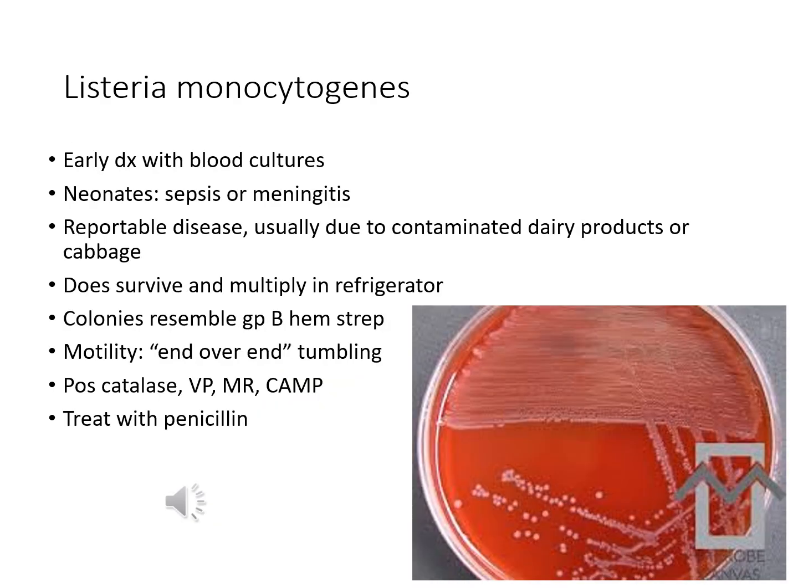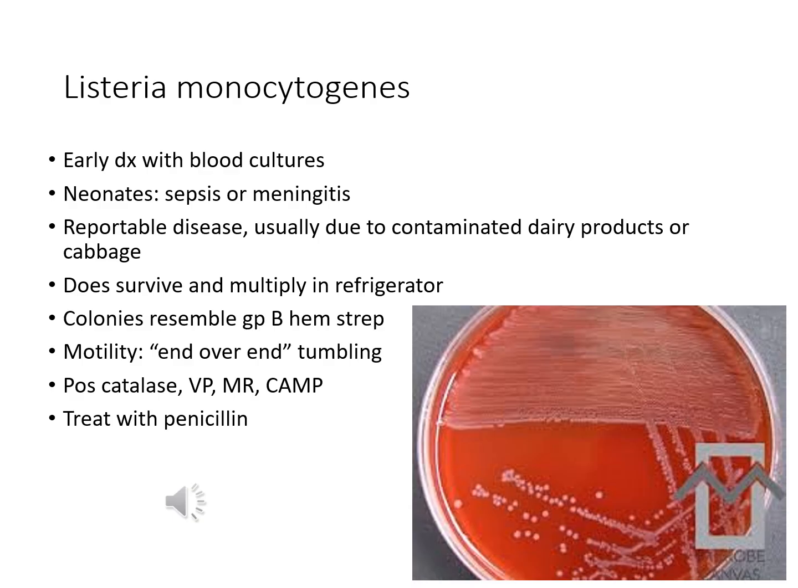Listeria monocytogenes is usually diagnosed early from blood cultures. In neonates, if moms are infected and the baby becomes infected during delivery, what you'll see generally is sepsis or meningitis. It is a reportable disease because it is usually caused by contaminated dairy products or cabbage. It does survive and multiply in the refrigerator.